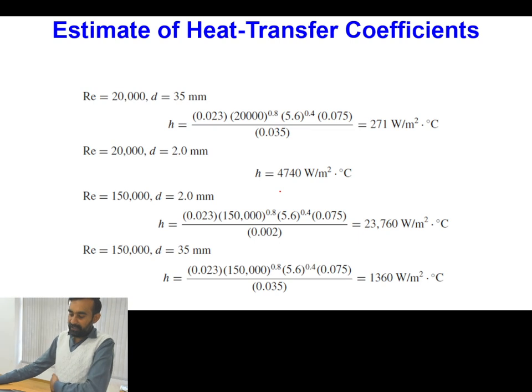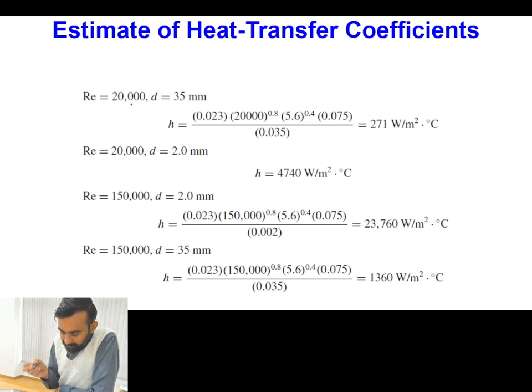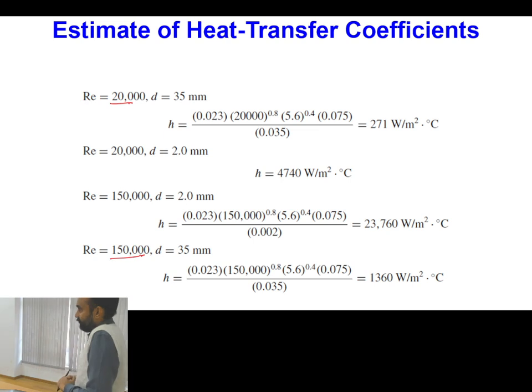Okay, so let us first try to theoretically estimate the heat transfer coefficient. It is given in the question that the Reynolds number has to be varied from 20,000 to 1,50,000, and the diameter of the tube which we are considering will be varying from 2 to 35 mm. So these are the conditions which are given in the question.